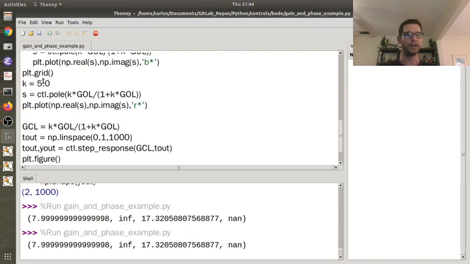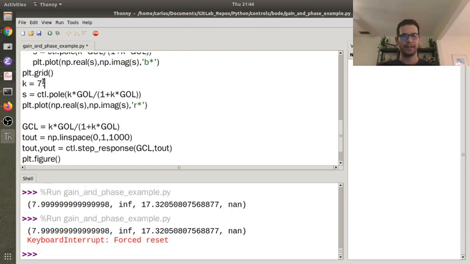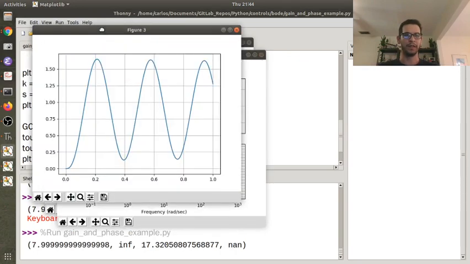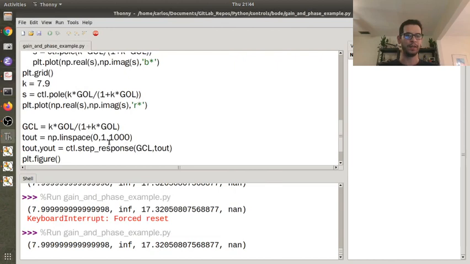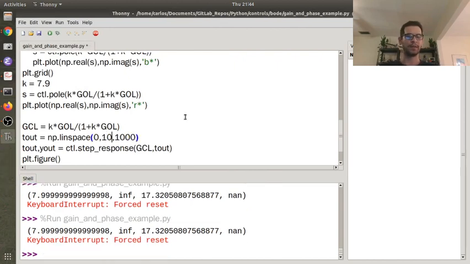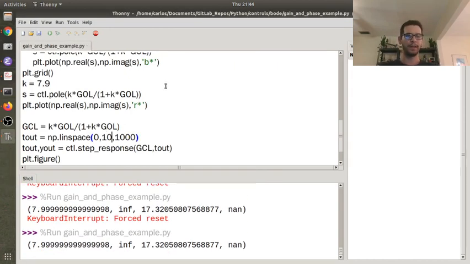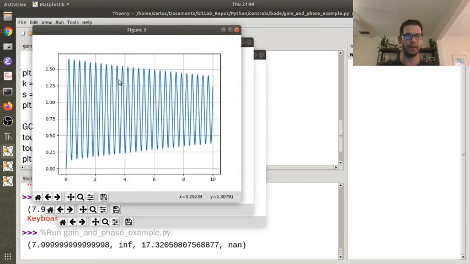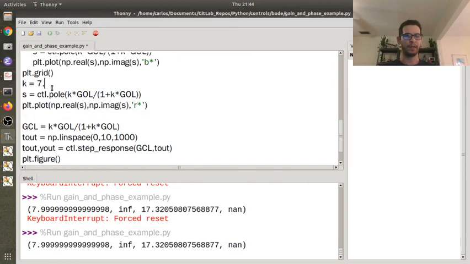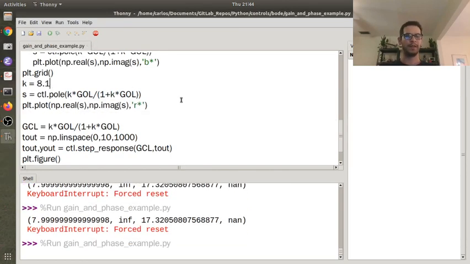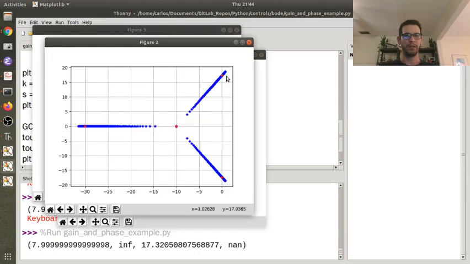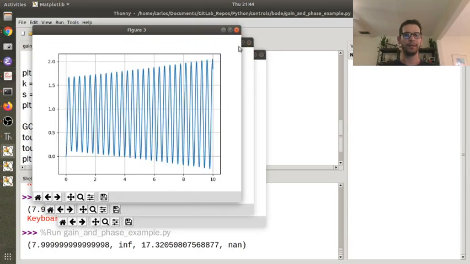Okay, so if you increase your gain to 7.9 to try and remove some of that steady state error, you are definitely going to remove your steady state error, but you're also borderline going unstable. If we simulate this out to 10 seconds, now we're at a situation where our poles are really, really close and we're barely stable. If we go to 8.1, we are going to be just over this, and we are now unstable, okay?